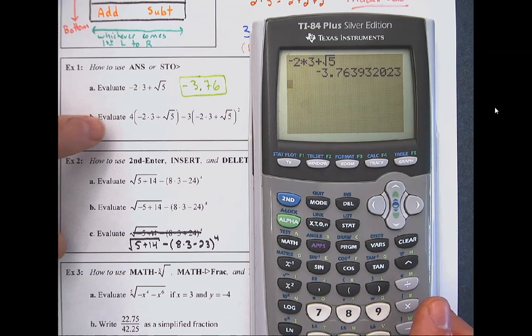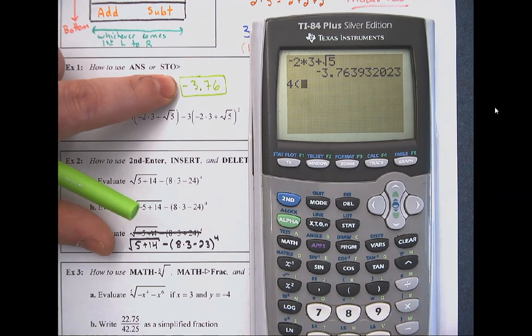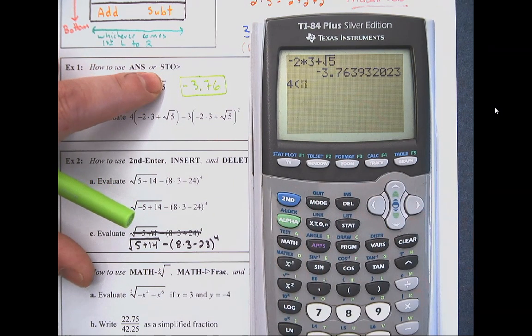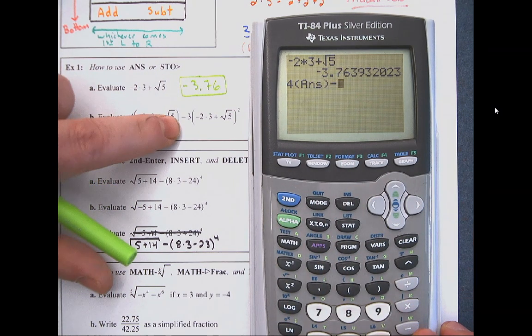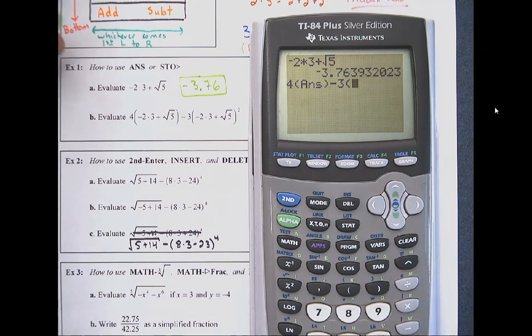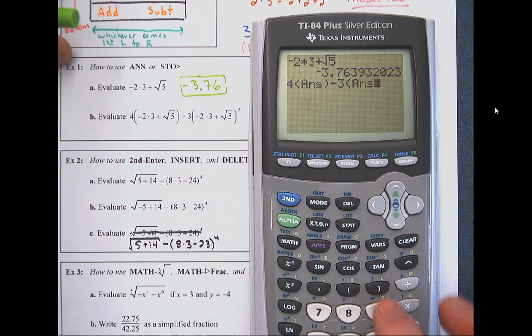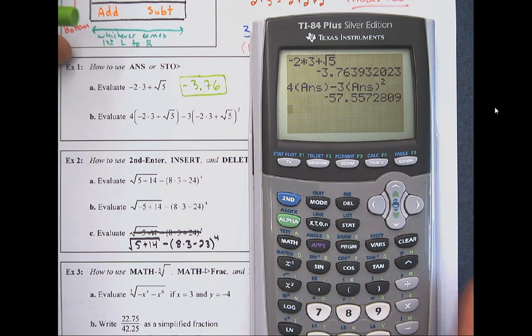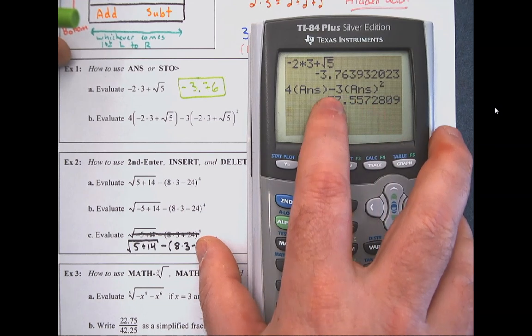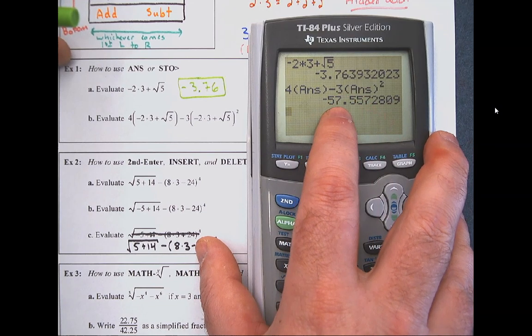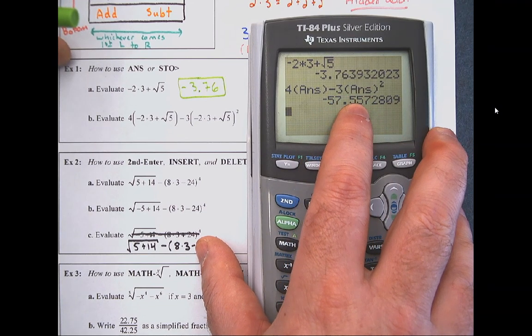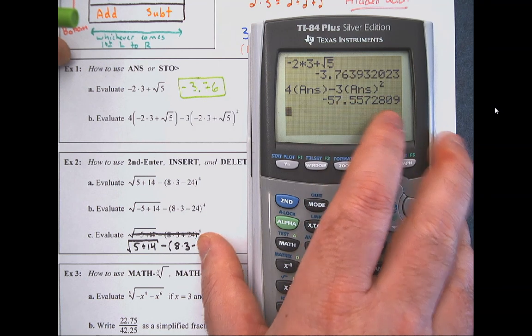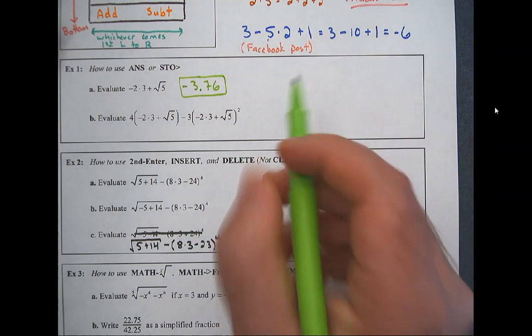So now I'm going to do 4 times, now this was our last answer, so second answer, close it, then minus 3 times, it's going to take that answer button again, squared, oops, and we get -55. Okay, let's round this one properly. -57.5. I want to round to that one, so I look at the 7, it's going to round that up. -57.56.